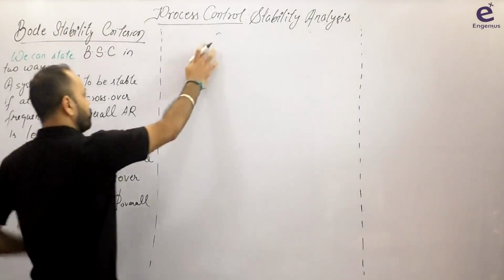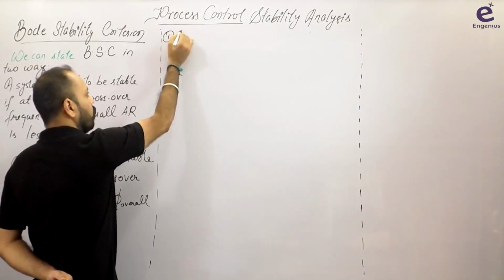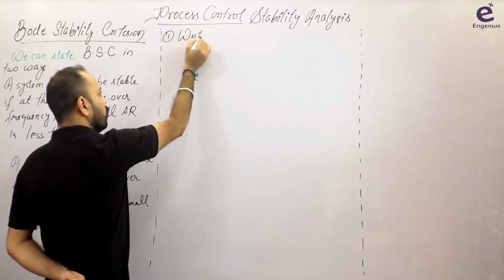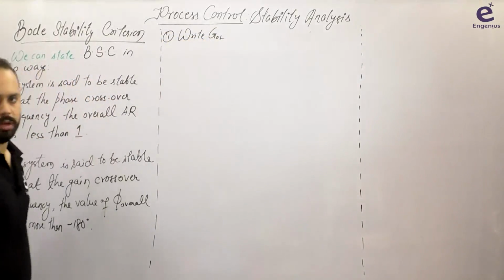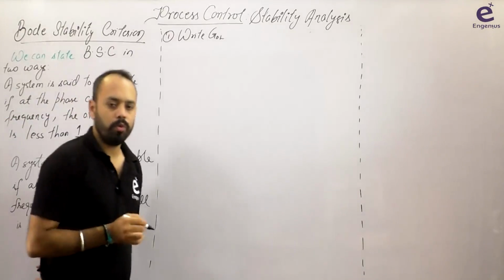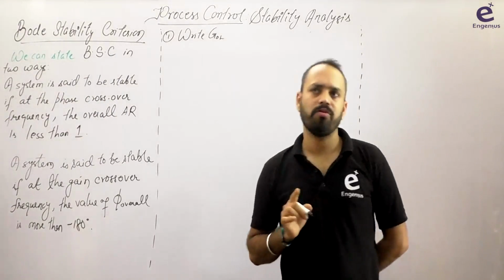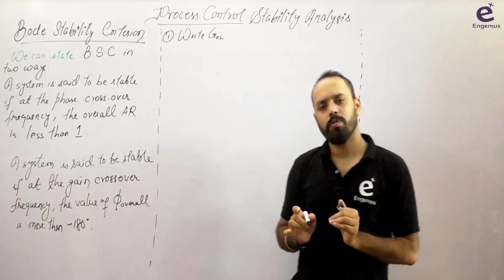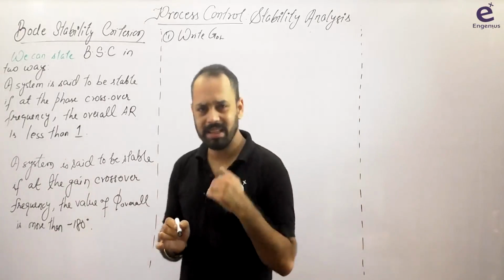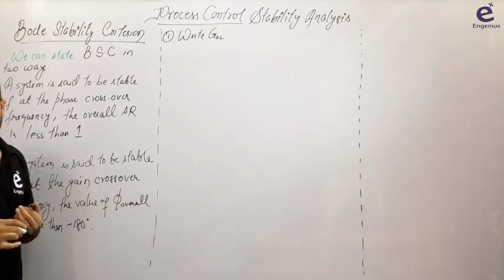First step, suppose you have to check the stability of a system. Step 1, write. This is very important and many students make mistakes in the very first step only: you have to write the open loop transfer function. OL you have to write. Suppose you have a closed loop block diagram. Just write the open loop transfer function. In this entire frequency response analysis, you can use this open loop transfer function only.